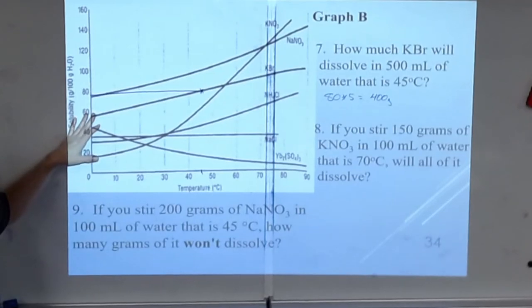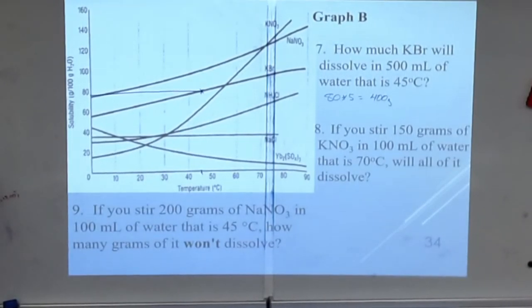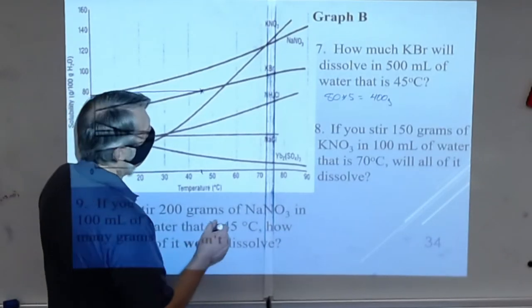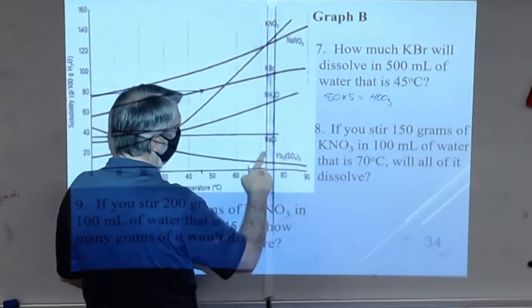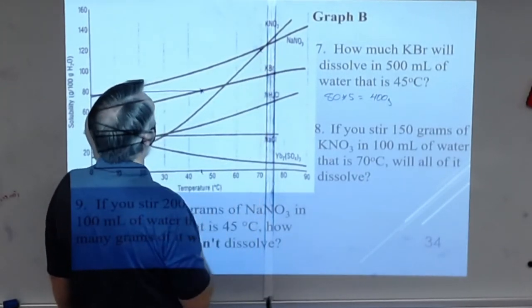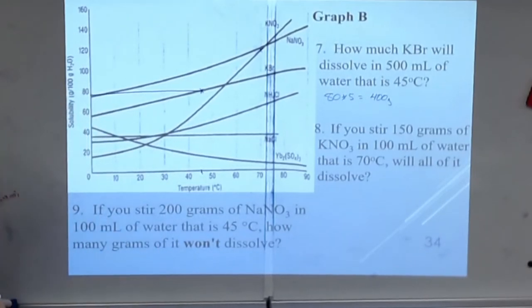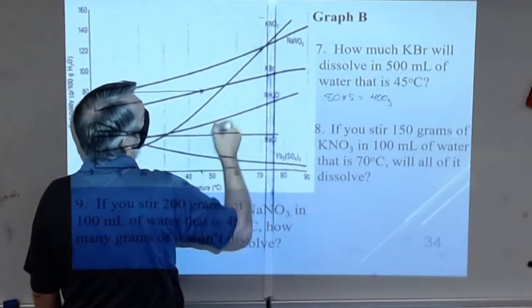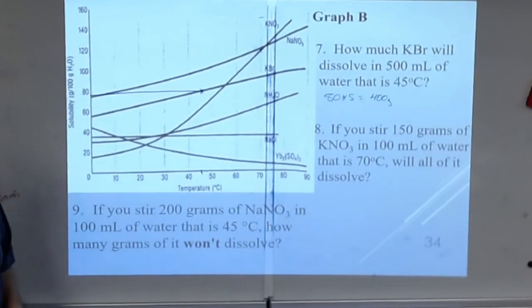If I stir 150 grams of potassium nitrate in 100 milliliters of water that is at 70 degrees, will all of it dissolve? So I've got potassium nitrate. Where's that at? That's here. And I've got 70 degrees, and I'm going to go up to here, about here. And I'm going to put 150 grams in it. Will all of it dissolve? No, because 150 grams is way up here. In fact, roughly 30 grams of it won't dissolve.